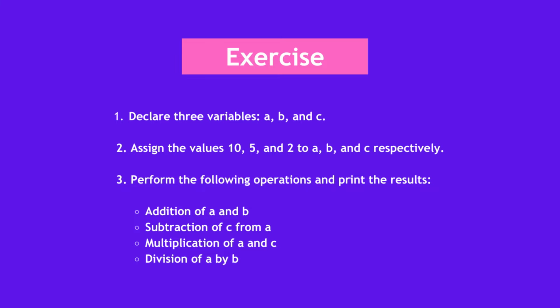So now a quick exercise. Declare 3 variables, A, B, and C. Assign the values 10, 5, and 2 to A, B, and C respectively. Now 3. Perform the following operations and print the results. Addition of A and B, subtraction of C from A, multiplication of A and C, division of A by B. So you can share your answer in the comment section, so everyone can also look at it.